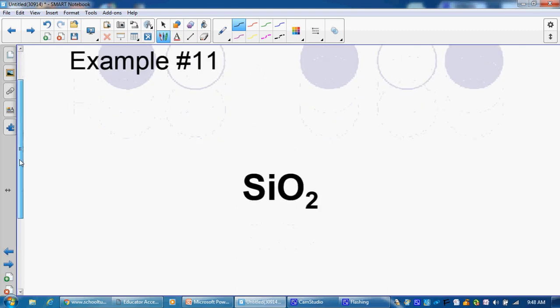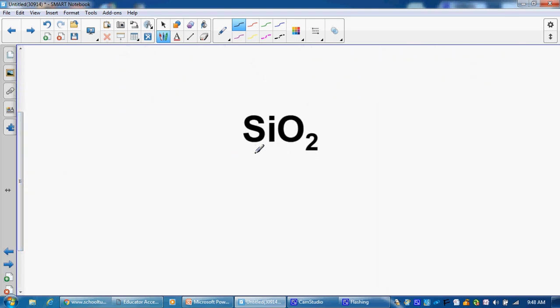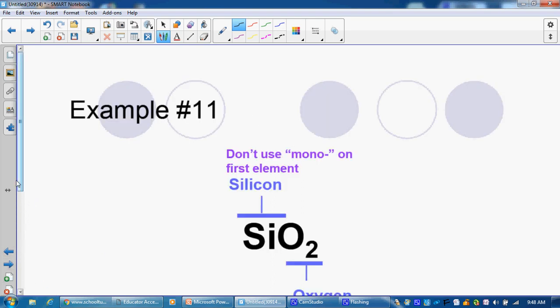Next example. Silicon, here's one where we just have 1. So we would just write down silicon. We have 2 oxygens, so we would write dioxide. Now what you guys have to remember here is these are both nonmetals. That is the only reason that we're using prefixes. If one was a metal, we cannot name them this way.